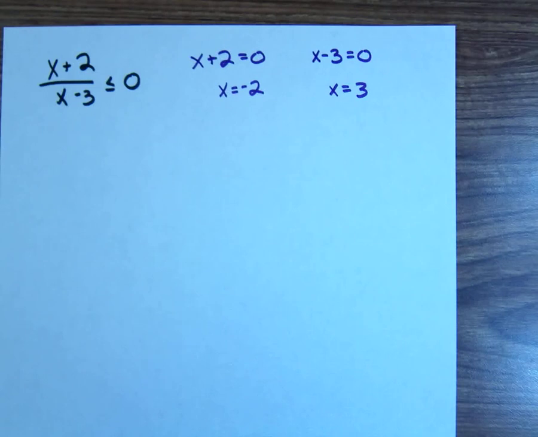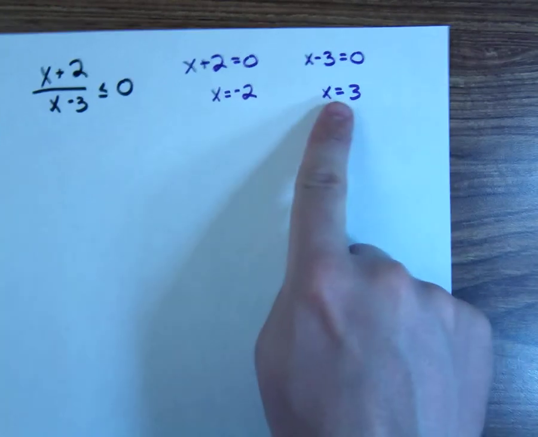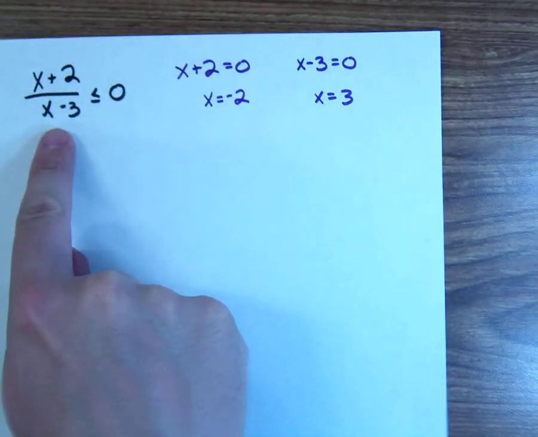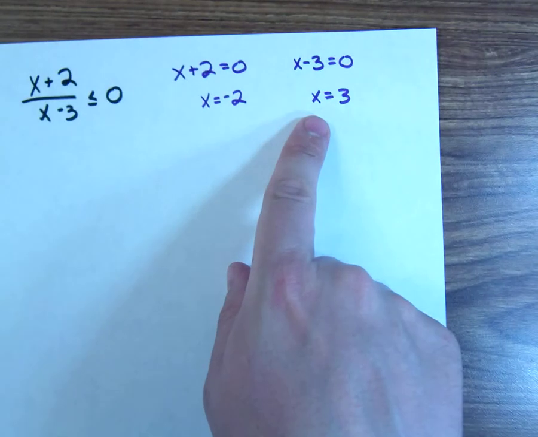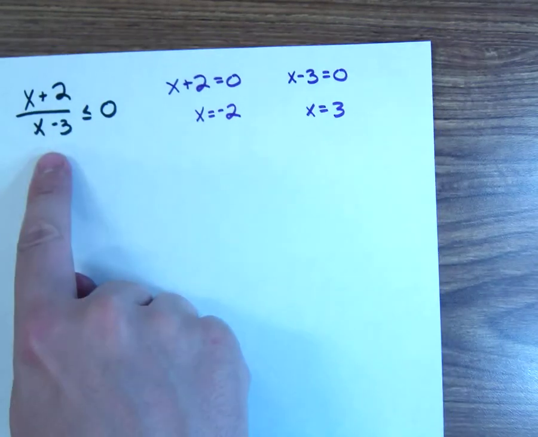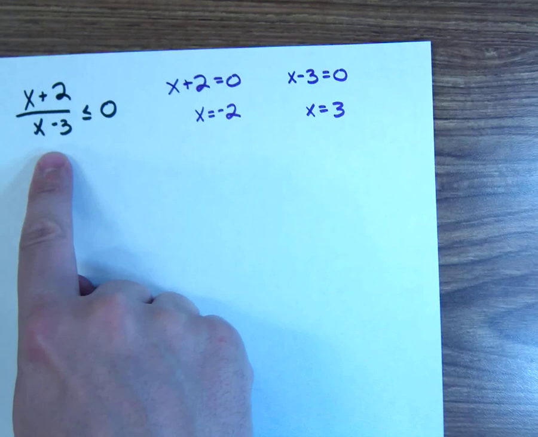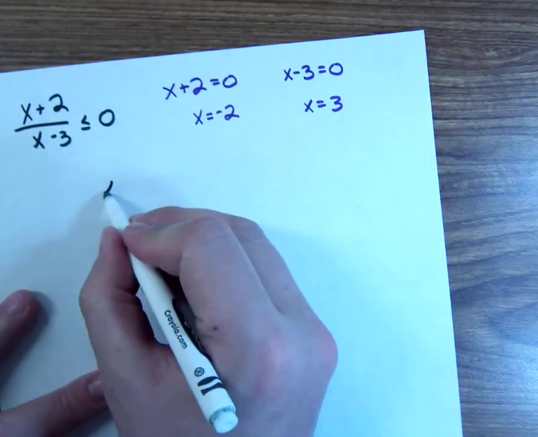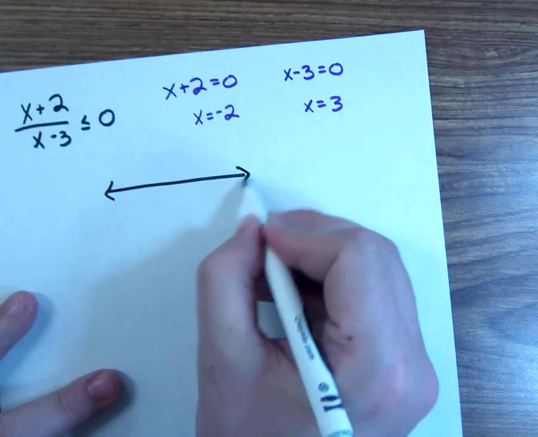Now notice that one of the things we did here was we set the denominator equal to 0 to get one of our points there. And that is because in this type of function, we have to be real careful of this number because the denominator can't be 0. So x equals 3 cannot be one of our solutions because if it was, we would have a 0 denominator. And dividing by 0 is bad. Those are still going to be our numbers. I just want you to keep in mind that 3 can't be one of our solutions.